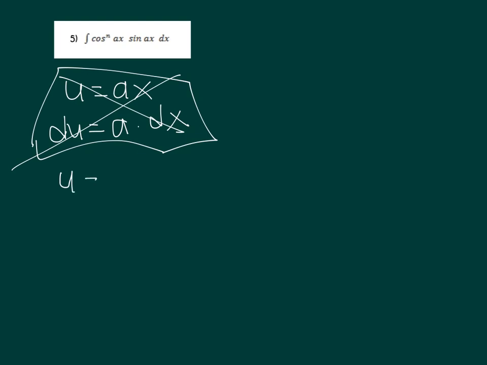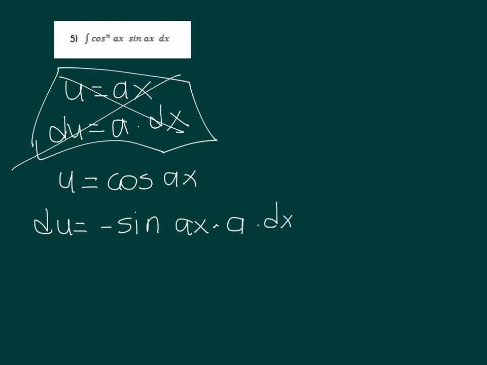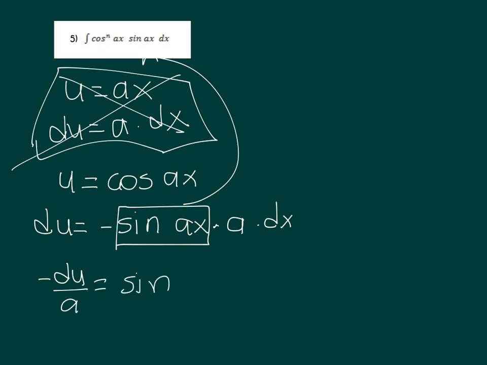And in this case, I'm going to make u cosine of ax. So if I make u cosine of ax, the derivative of u will be negative sine of ax times the derivative of ax, which is a, times dx. So now I have something very similar to what I have in my original function, as you can see. But I have to divide du over negative a, so I have now sine of ax times dx, which is the exact other part that we have.